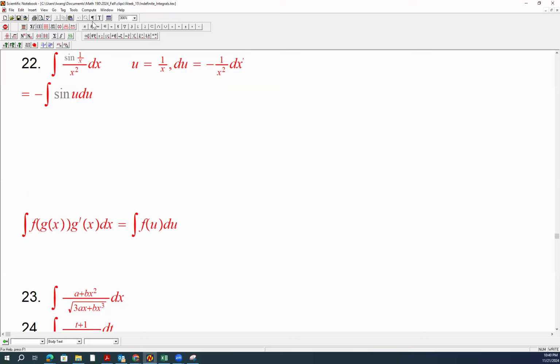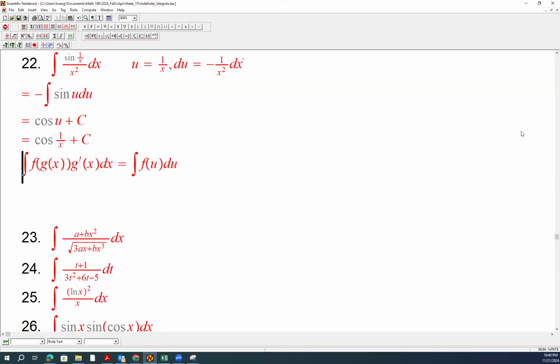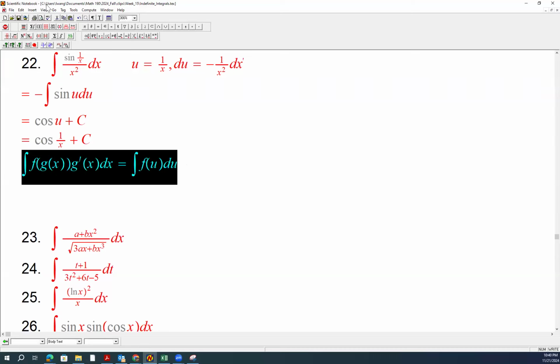Equals negative, the antiderivative of sine u is negative cosine u, right? And negative cosine u plus a constant. Then you can also write it as cosine u. And last but not least, replacing u by its equal. Finished. All right.